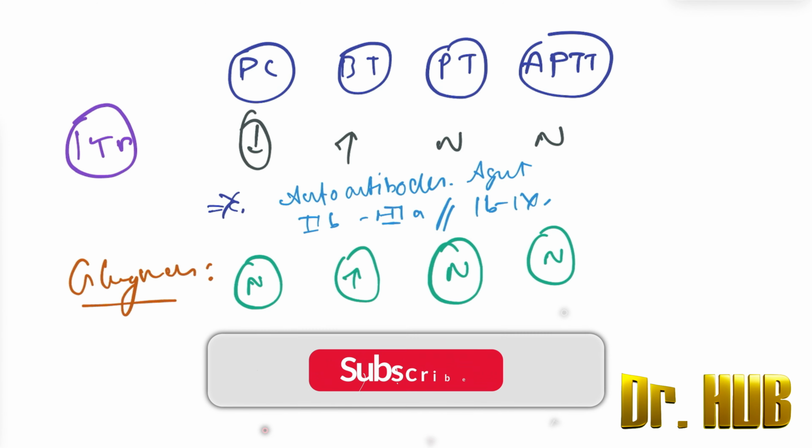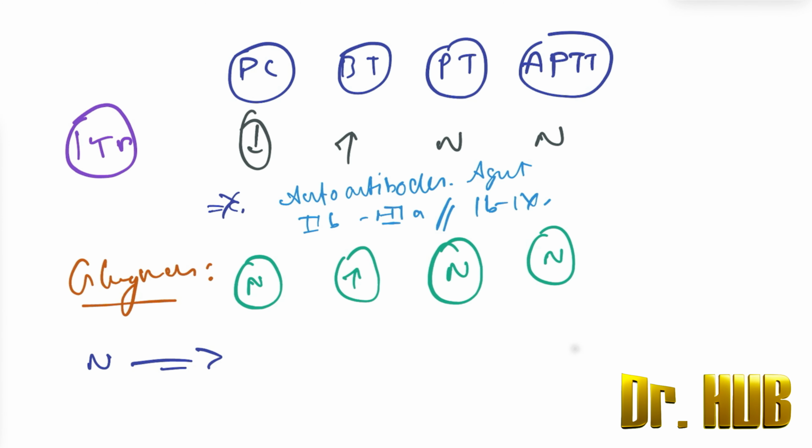Now what are the comments? Other notes we need to know is that Glanzmann is a defect in the 2B, 3A, and it is AR, that is autosomal recessive.